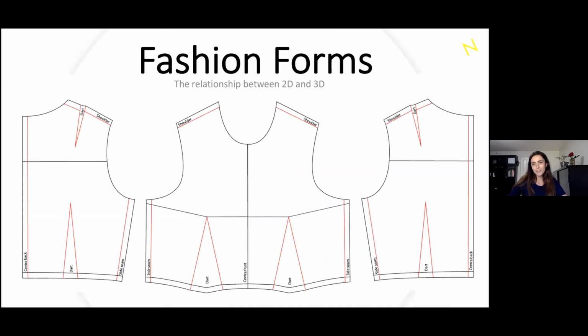In preparation for today's workshop, I've asked the participants to use the 2D pattern that I've provided to create a basic bodice in paper. So those of you who are willing to share your bodice outcome with us, would you mind turning on your screens and showing me your creation so far?